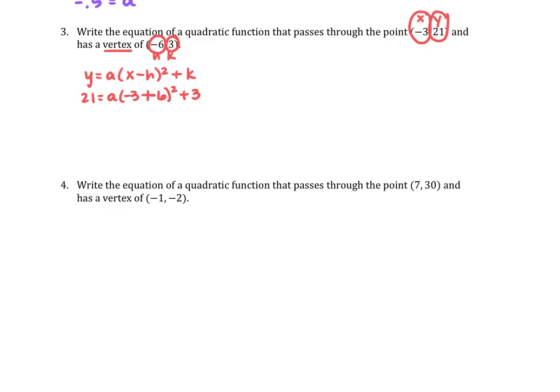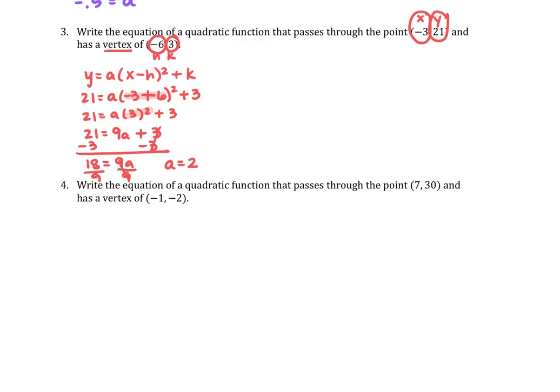Now we're ready to solve for a. We start with our parentheses. So I have negative 3 plus 6, which will give me 3. Then I'm ready to do my exponent of 3 squared, which gives me 9. Remember that's saying a times 9, so that is the same thing as 9a. Solving from here, I can subtract 3 from both sides. That gives me 18 equals 9a, and I can divide both sides by 9. I get a must equal 2.